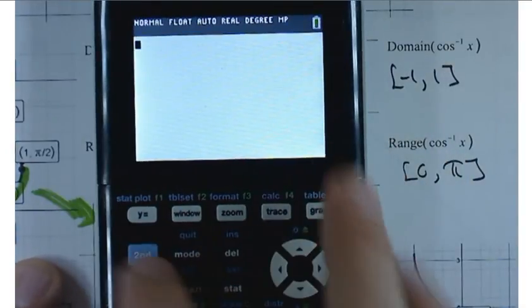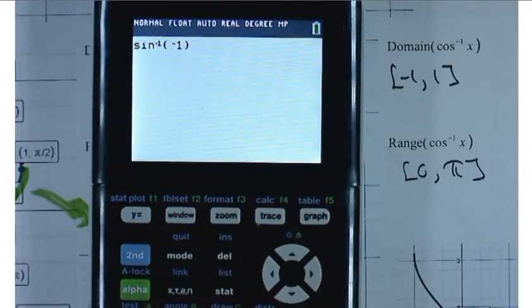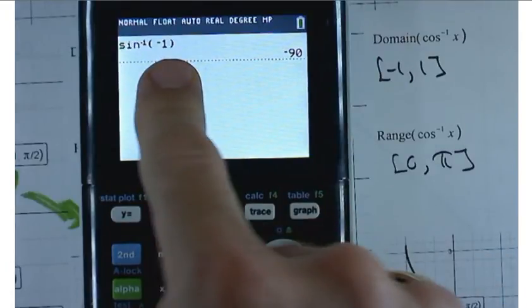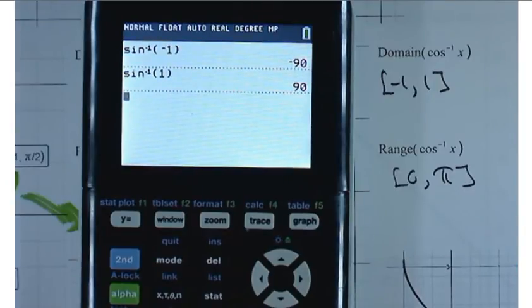Let's take the inverse sine of negative 1. What do I get? Negative 90. All right, that makes sense. What angle has a sine of negative 1? Okay, that's at negative 90 or 270. What if I did the same thing for the inverse sine of 1? Then I get the other extreme. Now this is in degrees, but it's still telling you the same information, right? Negative pi over 2 to pi over 2.